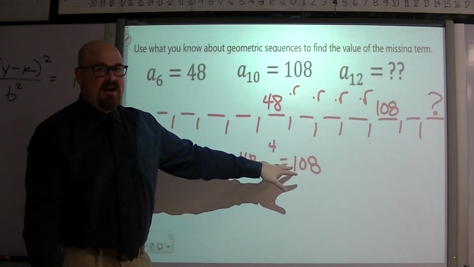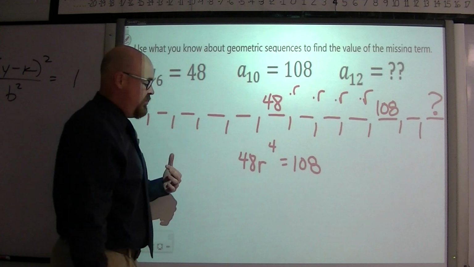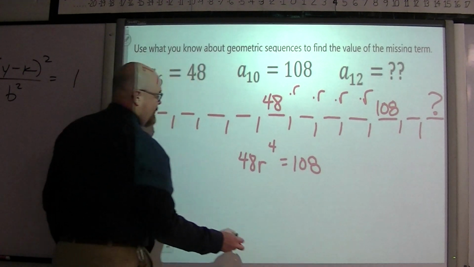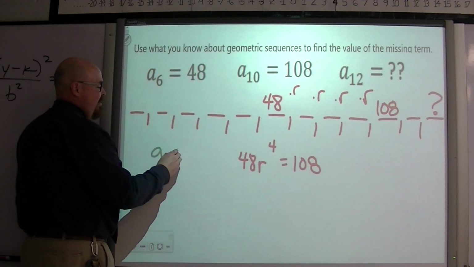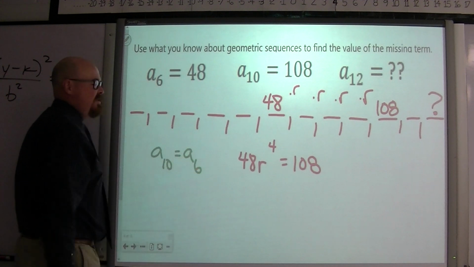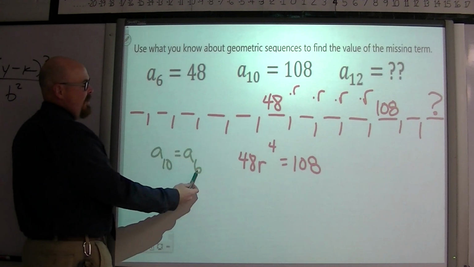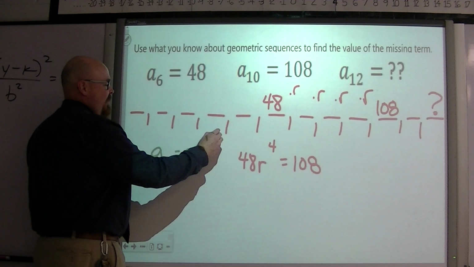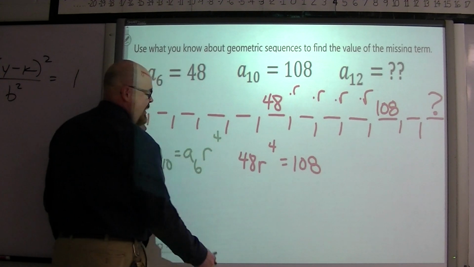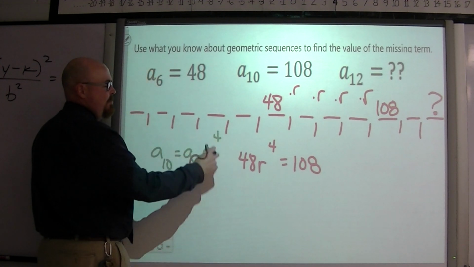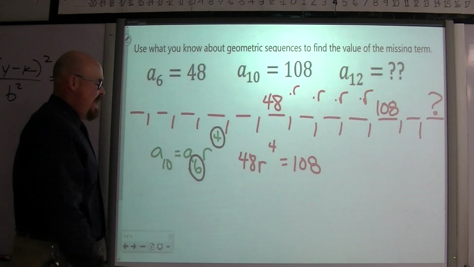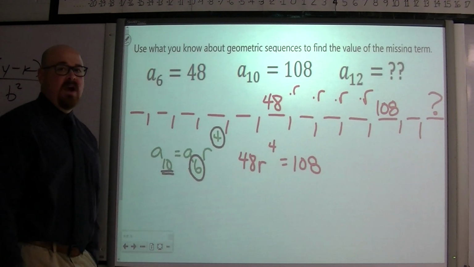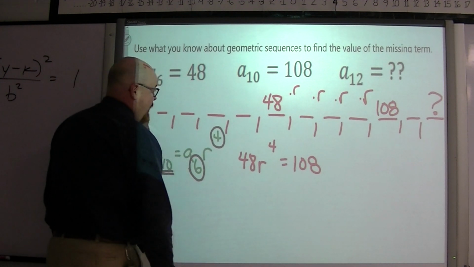What this is illustrating is the same idea that we've shown in previous examples, and that is, if I know the 10th term and I know the 6th term, I can multiply the 6th term times the common ratio 4 times to get the 10th term. As long as this subscript and this power add to be this, I'm gravy as far as geometric sequences are concerned.